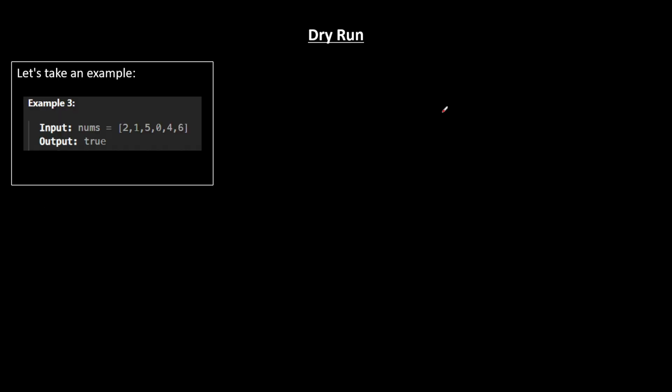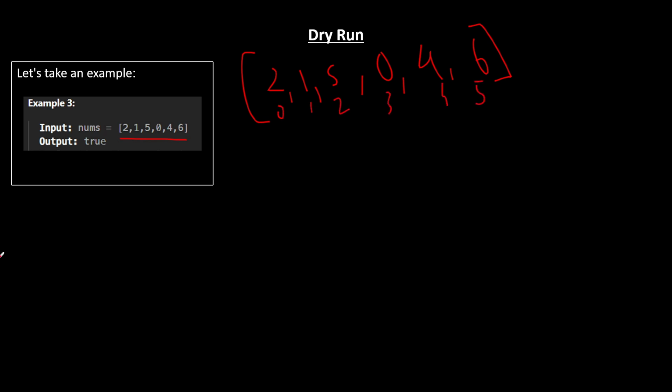Now, since we have the understanding of the code, let's look at the dry run of the example. Let's take this example itself: 2, 1, 5, 0, 4, then 6. Okay, let this be the array. Let these be the indexes 0, 1, 2, 3, 4, and 5. I'm initializing fs means first small, ss means second small. Now they contain infinite value.